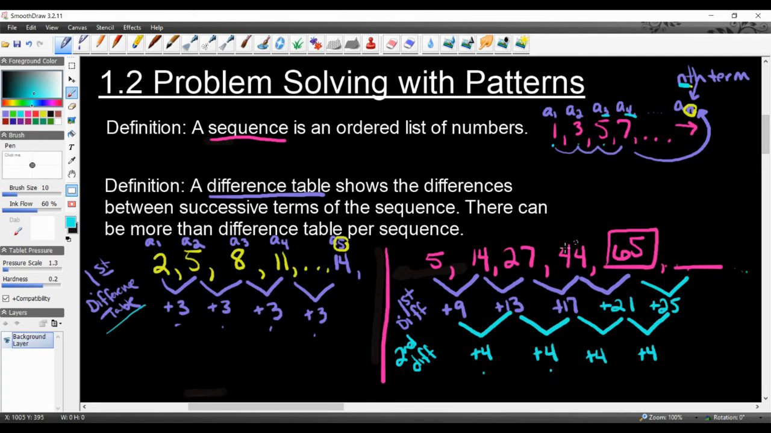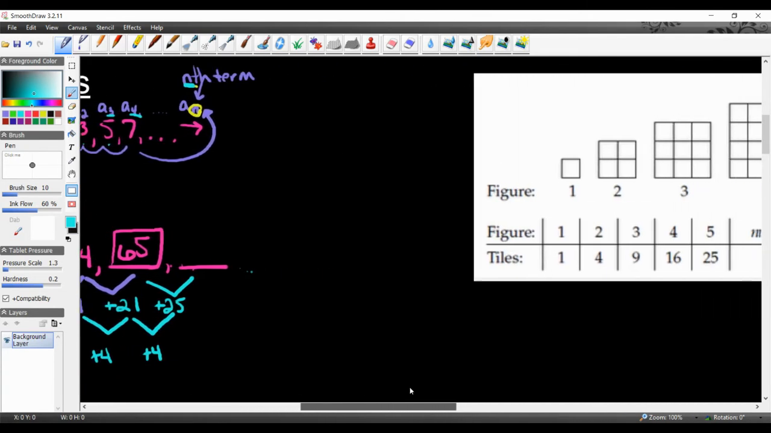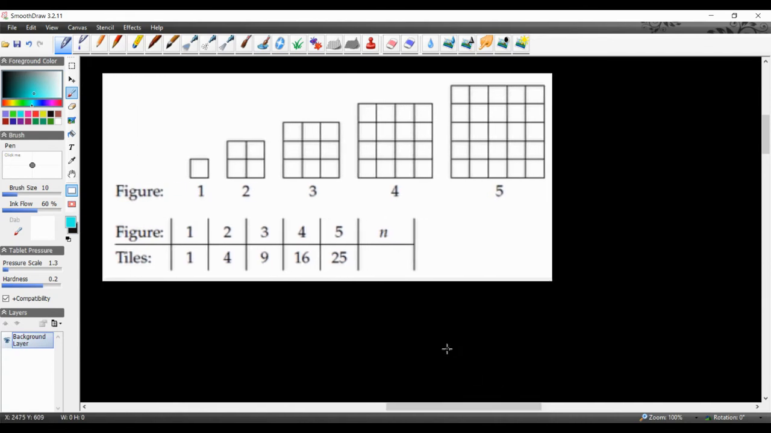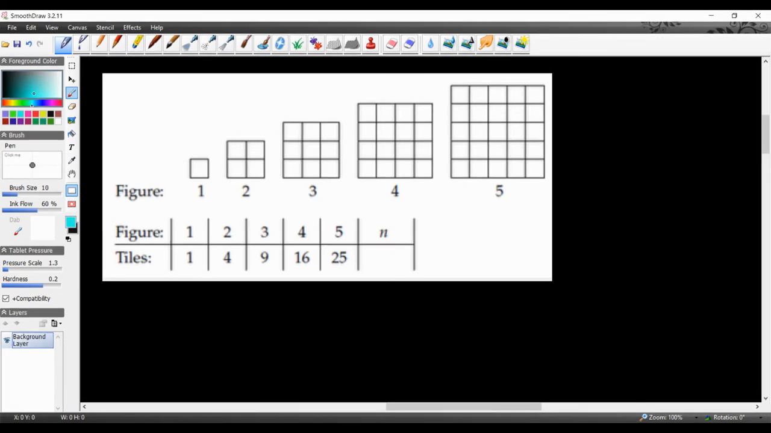All right, let's go ahead and move on to another example of problem solving with patterns. So here is a picture that involves tiles. This might look familiar to you from when you took Algebra 1. Back in that time, you used something called regression analysis to figure out what the formula was to give you the next square. So in the calculator, if you remember, I know it's been a while, but you had like an X, Y thing.